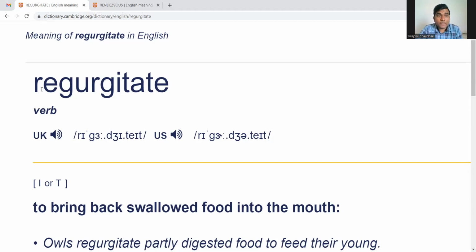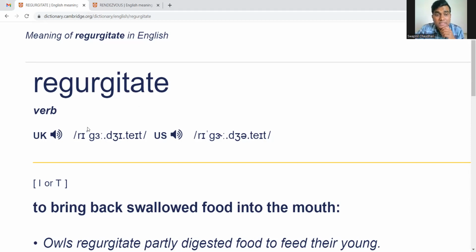Now over here, is this regurgitate, or is it regurgitate, or is it regurgitate? How is it exactly broken down? Similarly, is it important, or is it important?